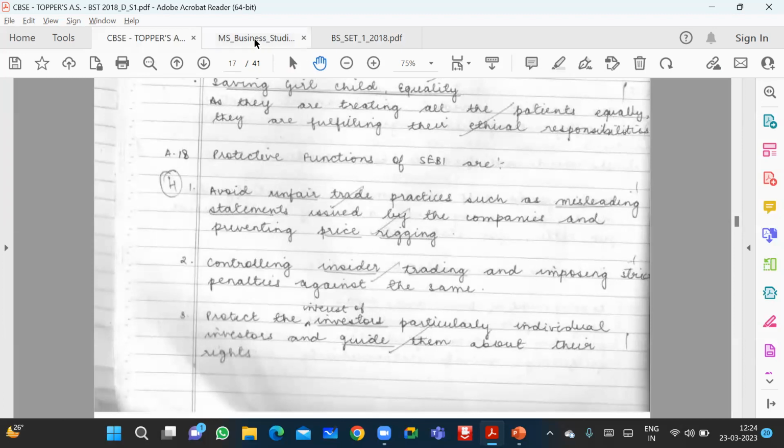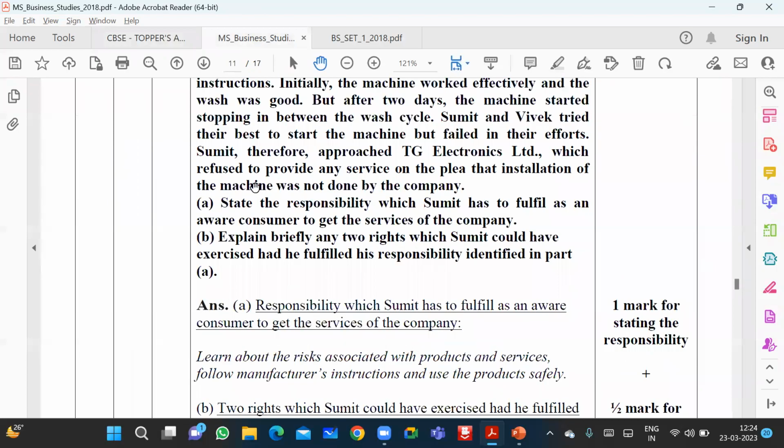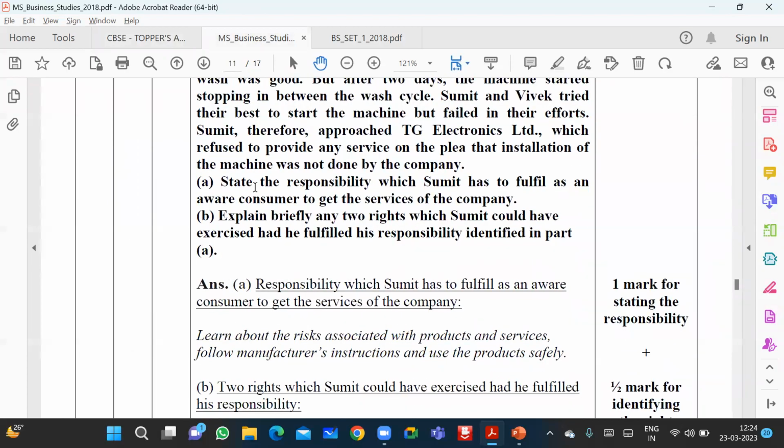And now let's come to question number 19. Under question number 19, the question is: state the responsibility which Sumit has to fulfill as an aware customer to get the service of the company. So you have to identify the responsibility for this. You have to go through the question, and then you have to explain the 2 rights which Sumit could have exercised had he fulfilled his responsibility as a different party.